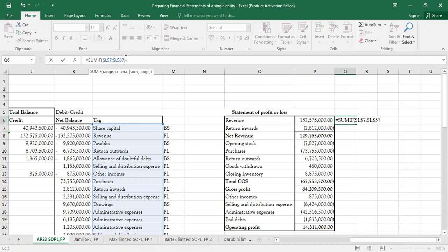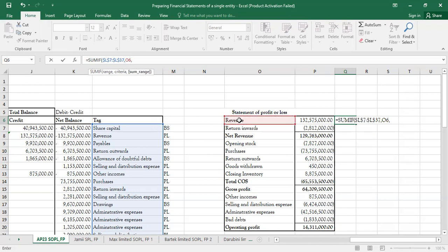After that, I put a comma. You see what is bold? If I remove the comma, I'm still at the range. If I put a comma, I go to criteria. So criteria is, what am I looking for from this tag column? I'm looking for the words that I've named revenue. I'm not locking this one because I'll drag down. When I drag down, I want it to move to retained earnings, to net revenue, to opening stock, that way. Then I press comma.